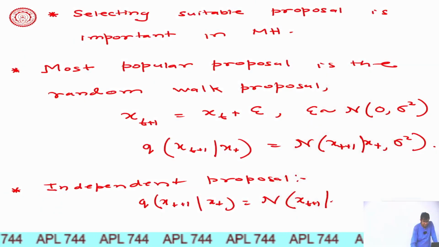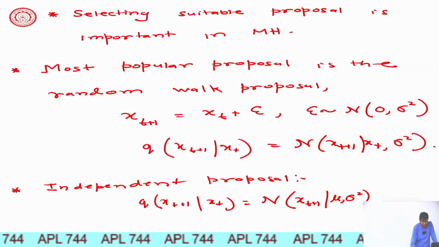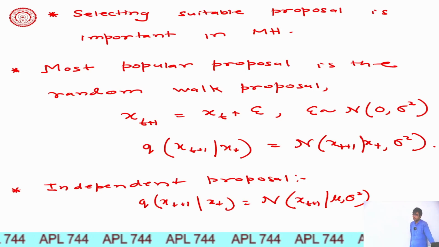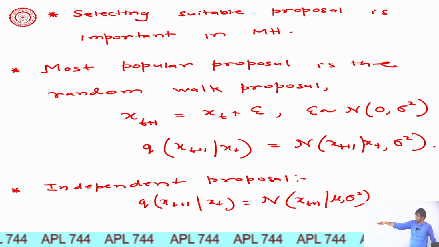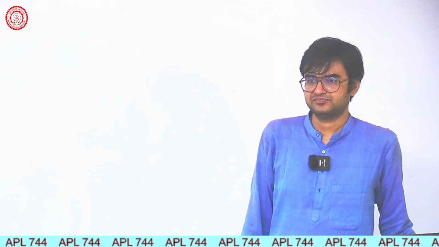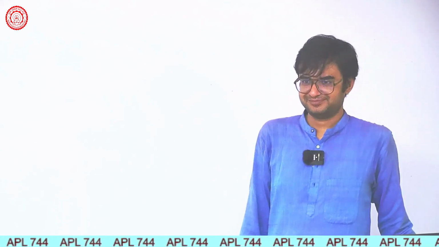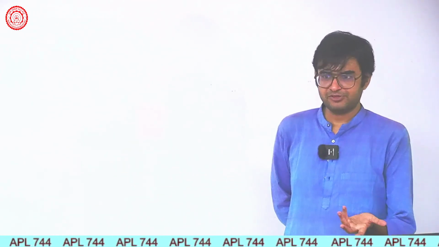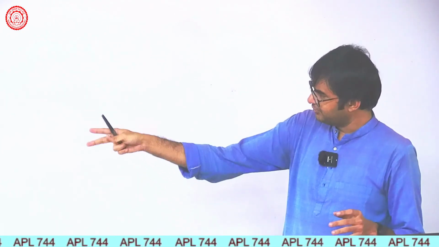With some mean, which I don't know, and some variance. Now, can you remind me where you have seen such a proposal? Rejection sampling, right? This kind of proposal you use in rejection sampling. It does not depend on the previous sample. You select some proposal that can be uniform, that can be Gaussian. So this independent proposal is basically the proposal that you use in rejection sampling.